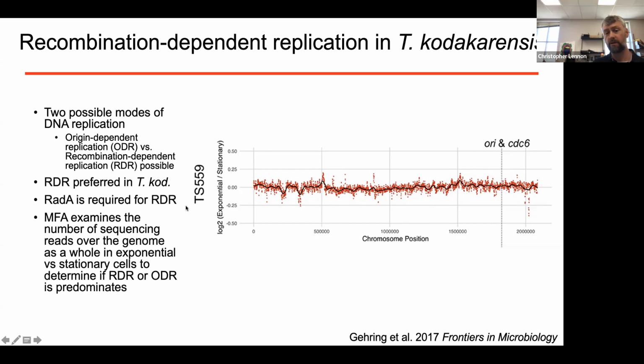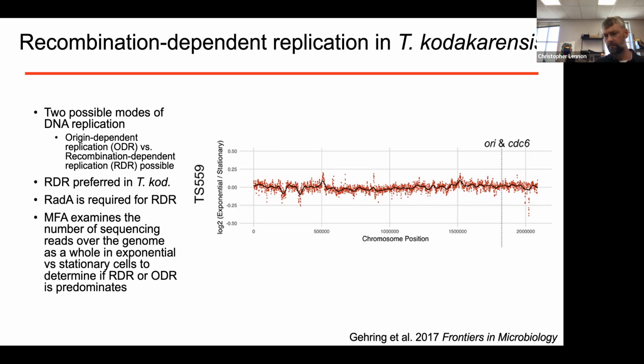And so it turns out that kodakarensis prefers to use this RDR method, and RadA is required for this, right? And so what are we looking at over here? This is what's called marker frequency analysis, and it uses next generation sequencing to look at essentially how many reads are coming from different regions. Essentially, if we see a flat line, it's indicative of recombination-dependent replication. And if we see an enrichment in reads near the origin, that's indicative of origin-dependent replication, right?